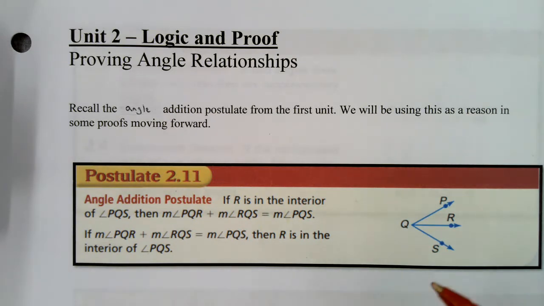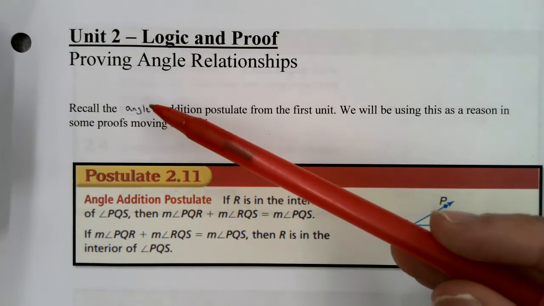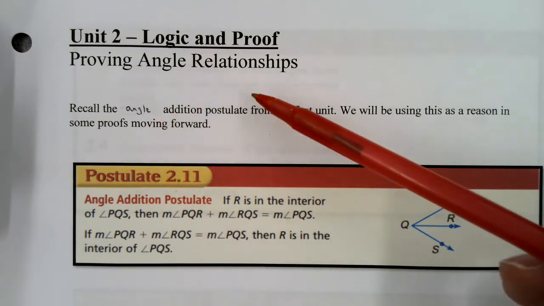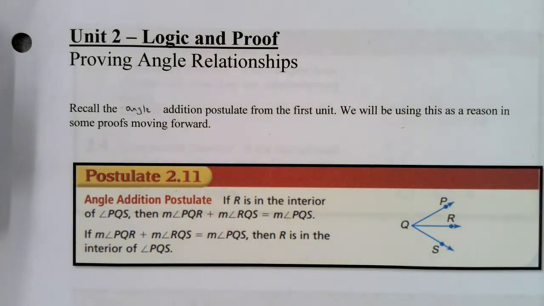So, first thing I want you to recall, I had a typo, is the angle addition postulate from the first unit. We're going to be using that as a reason in some proofs moving forwards.